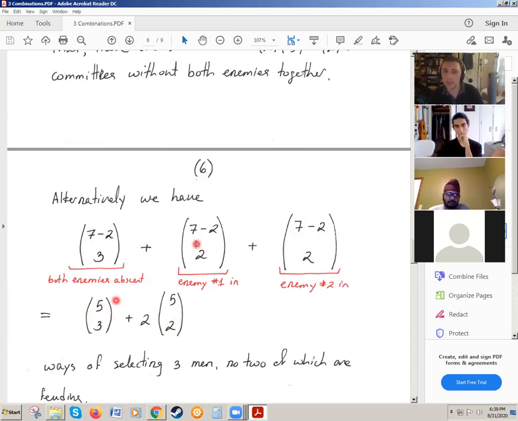So this is actually 3 types of documents. One document has neither 1 nor 2. This document has 1 but not 2. This document has 2 but not 1. And I can count that they obviously have the same count. So that's why it's 2 times 5 choose 2. So this is the number for men.